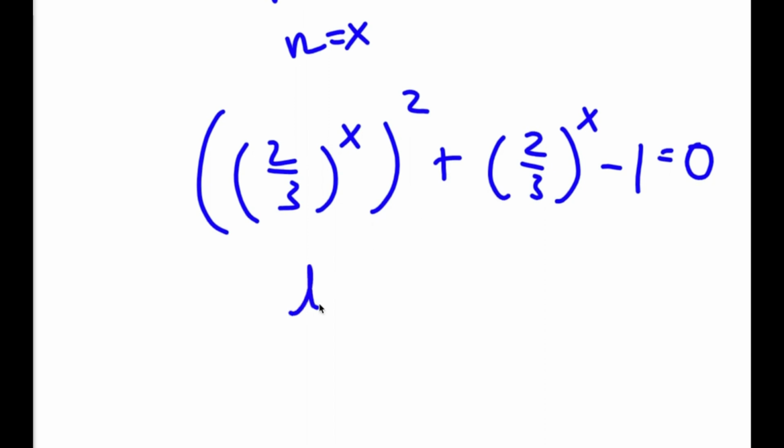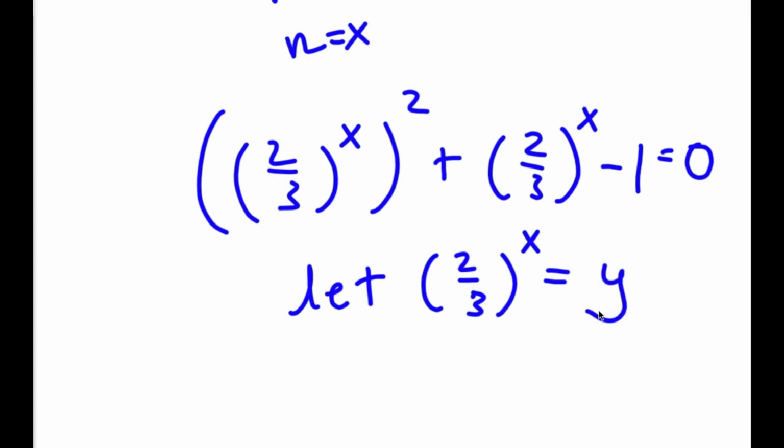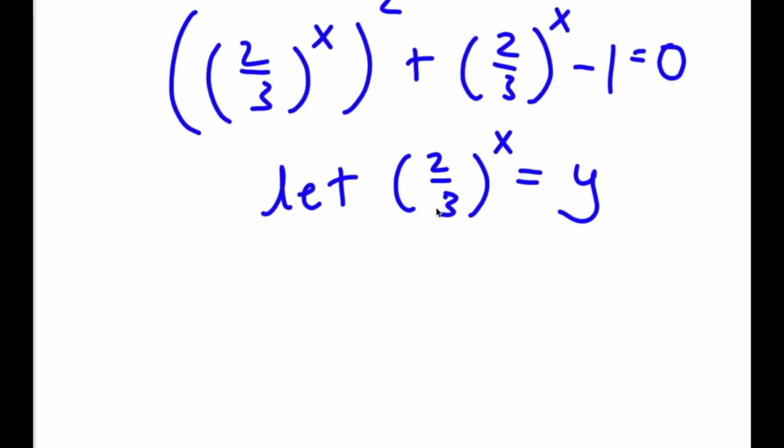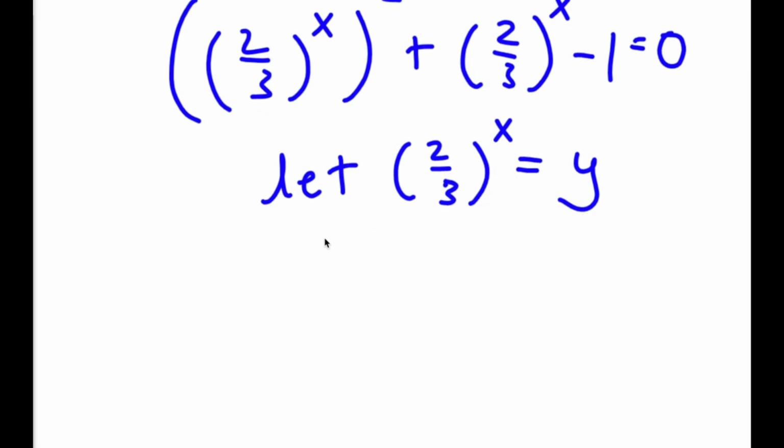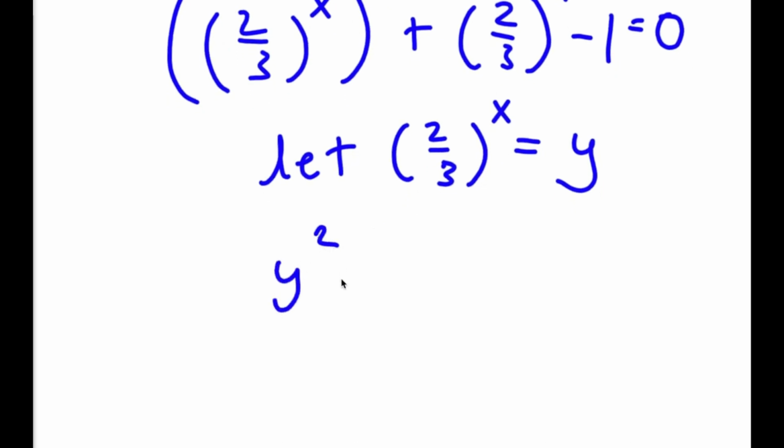Now I can let 2 over 3 to the power of x equal to the variable y. So now if I substitute in y for 2 over 3 to the power of x, I get y squared plus y minus 1 is equal to 0. And now, as you can see, we have a quadratic equation.